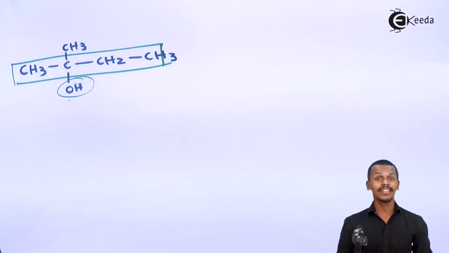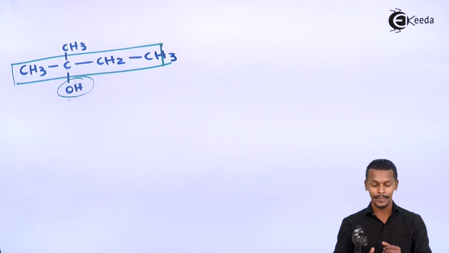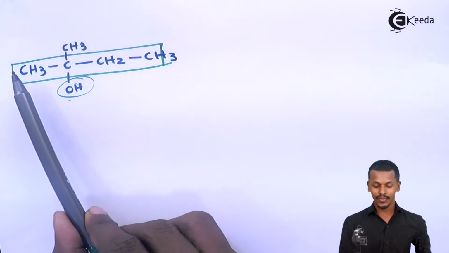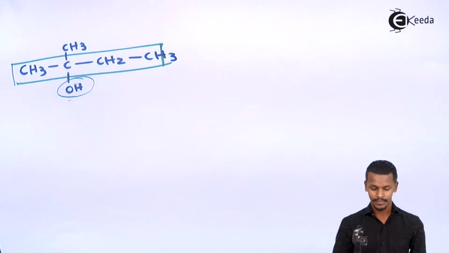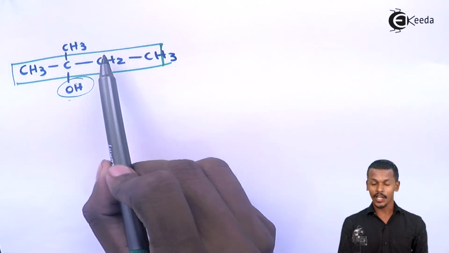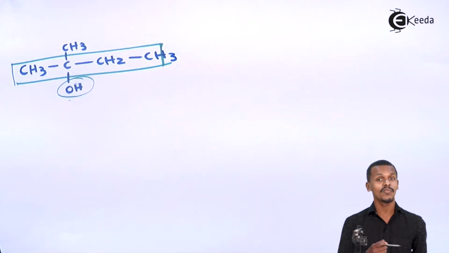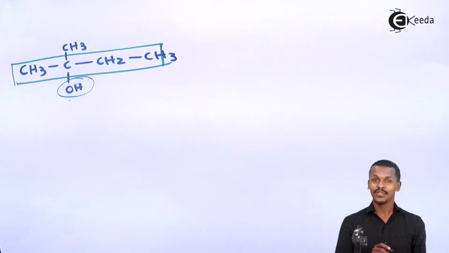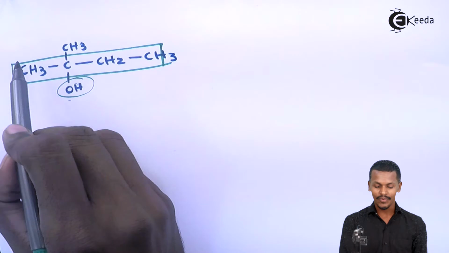The numbering will start from that end where the functional group is very close to that end while numbering. So if we number it from here, this one will be the first carbon, second, third and fourth. But what if we number from this end, that is if this is carbon number 1, this is carbon number 2, this is carbon number 3, and the functional group OH would be attached on carbon number 3. That won't be appropriate so as to follow the IUPAC rule. So that's the reason that we'll number from this end.